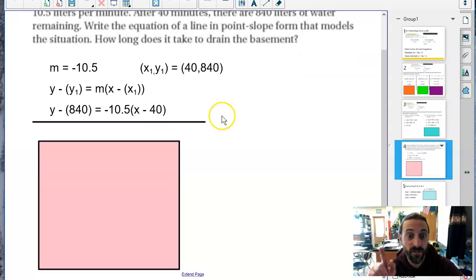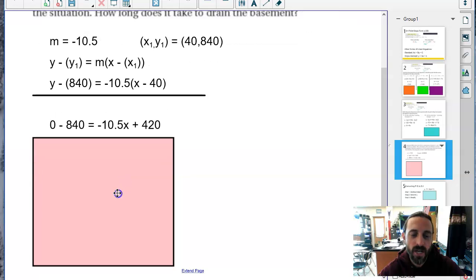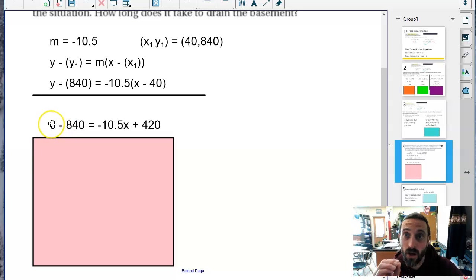And this definitely involves some algebra. So once I've got my equation figured out, let's work our way through it. And if I wanted to drain the basement, what I'm really saying is I want 0 water in the basement. 0. The water is the y variable. The amount of time it will take is the x variable. Here's what I'm talking about. What I'm going to do is I'm going to substitute 0 for this y, because what I'm trying to figure out is how long it will take to have 0 water in the basement.